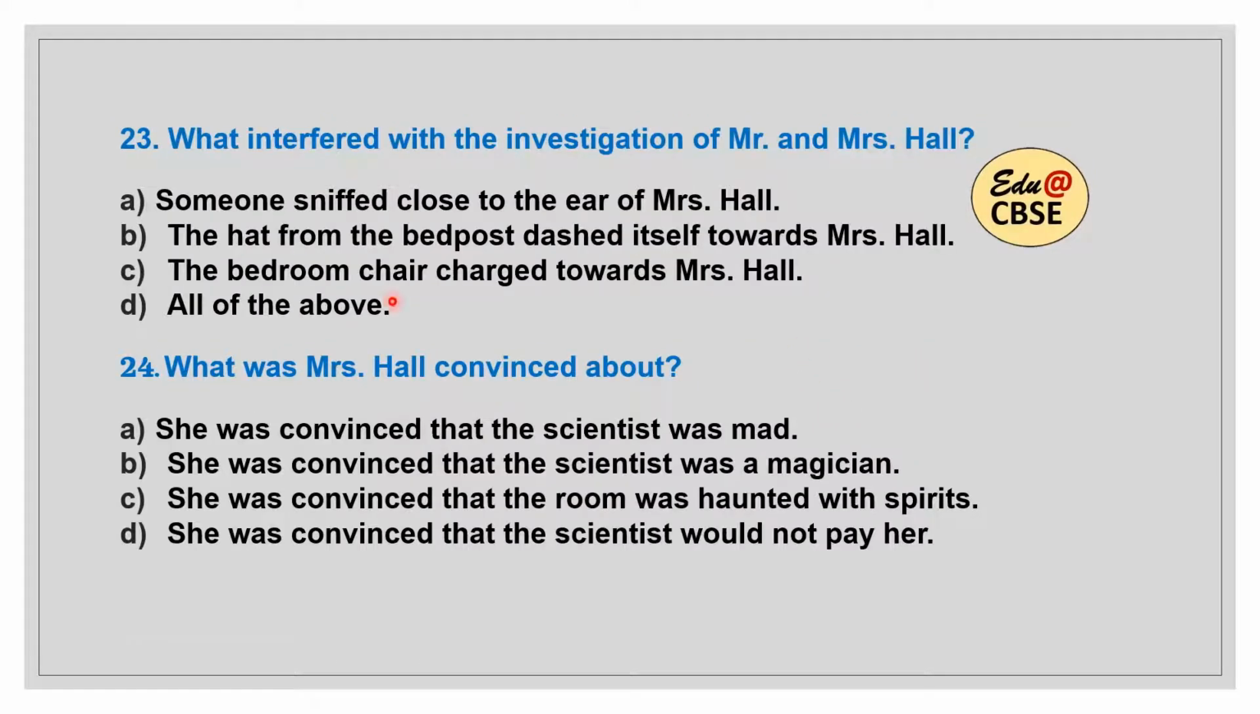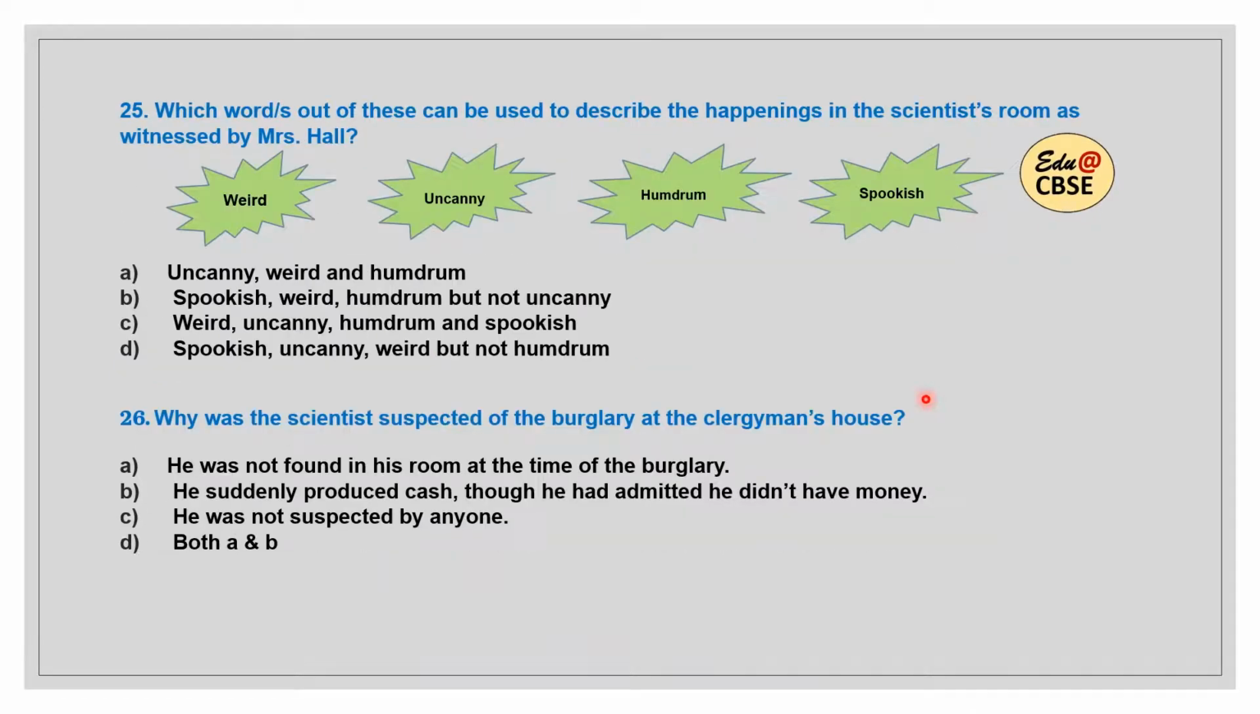23rd. What interfered with the investigation of Mr. and Mrs. Hall? Next, what was Mrs. Hall convinced about? 25th. Which word or words out of these can be used to describe the happenings in the scientist's room as witnessed by Mrs. Hall? So your words are weird, uncanny, humdrum, and spookish.